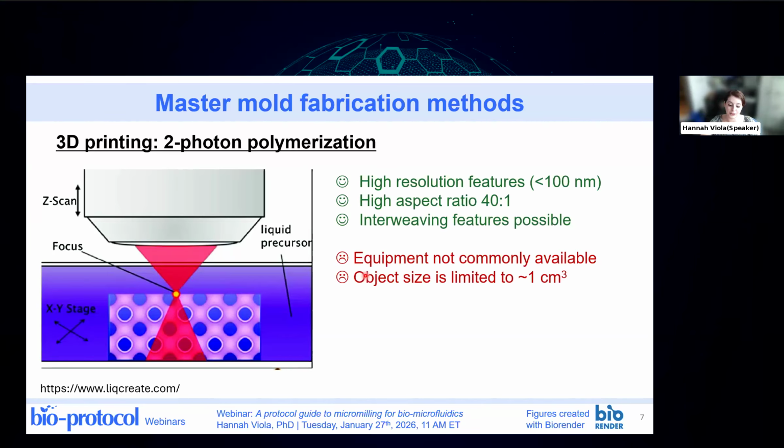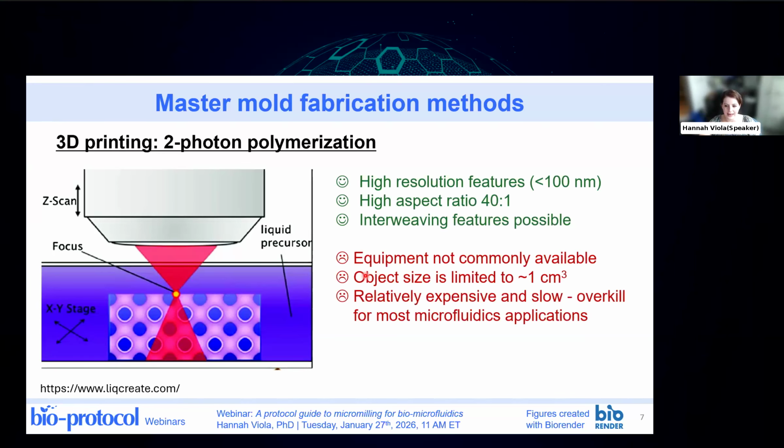The object size is pretty small still. Maybe it's improving now, but you can't get too big with this, bigger than a couple centimeters in every direction at best, I would say. And it's relatively slow and expensive for a lot of microfluidic applications. I would say personally, it's more advanced than what we need. And I haven't personally done this method, but I doubt that it's faster than micromilling or more accessible, because I've never even met anyone who's done this before. I'm sure people are doing it.